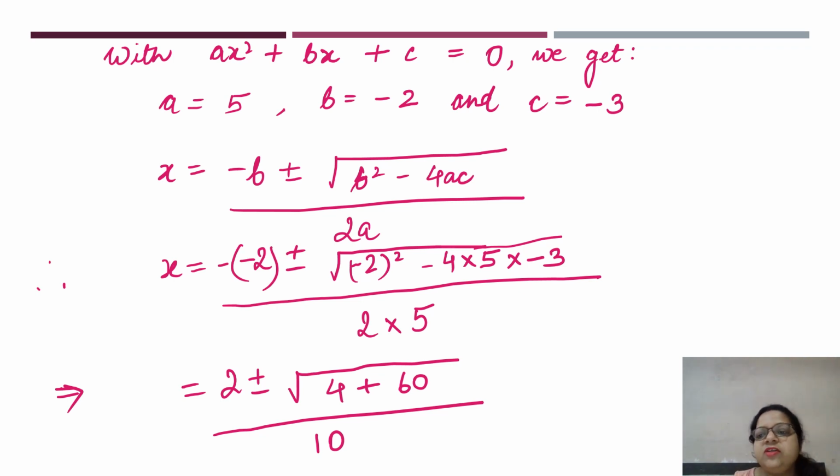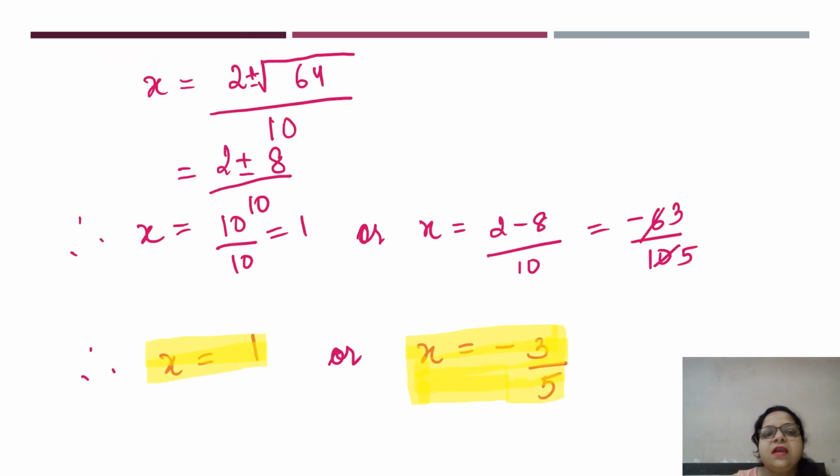Okay, now coming to the next slide, children. So x value will be 2 plus minus root 64 upon 10. You know the root of 64 is 8, so it is 2 plus minus 8 upon 10. x is equal to 2 plus minus 8 upon 10, that is x is equal to either 2 plus 8 upon 10 or x is equal to 2 minus 8 upon 10.